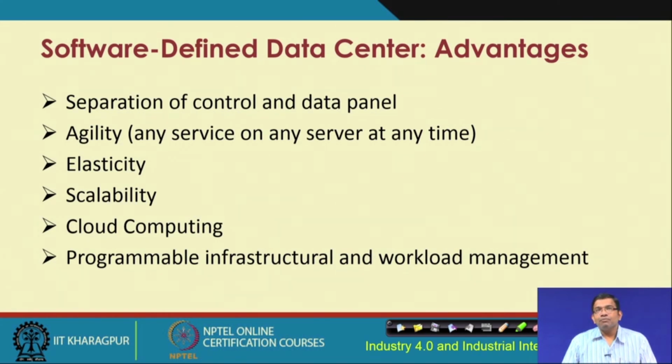So, agility is a very important property, and this is something that I talked about in the context of the property of a data center in general, data center network in general, and for software defined data center as well, agility is very important and should be supported. So, catering to agility requirements with respect to supporting any kind of service on any server at any time is a very important requirement of any data center network, and definitely for software defined data center.